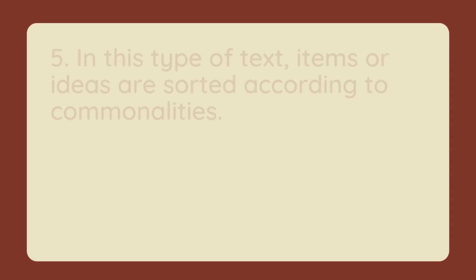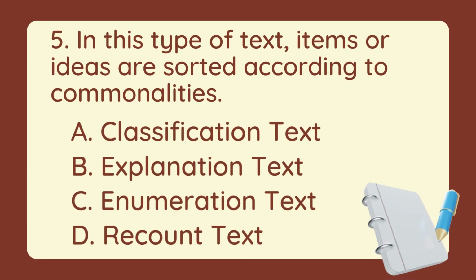Number 5. In this type of text, items or ideas are sorted according to commonalities. A. Classification text. B. Explanation text. C. Enumeration text. Or D. Recount text.